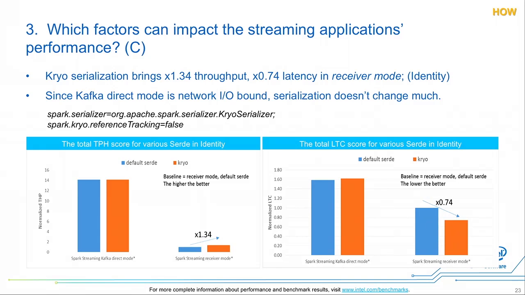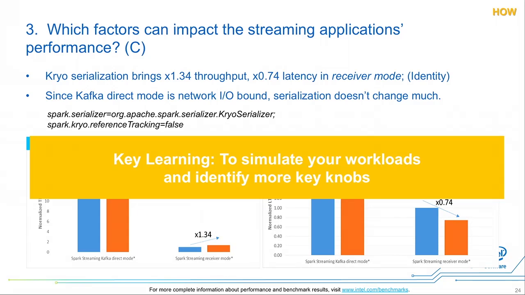According to those observations, here is the key learning. How do you use the streaming bench to help you identify the key knob? The best way is to simulate your workloads using the streaming bench, and then you can identify different knobs, try them, and get the right answer. So that's the tip.